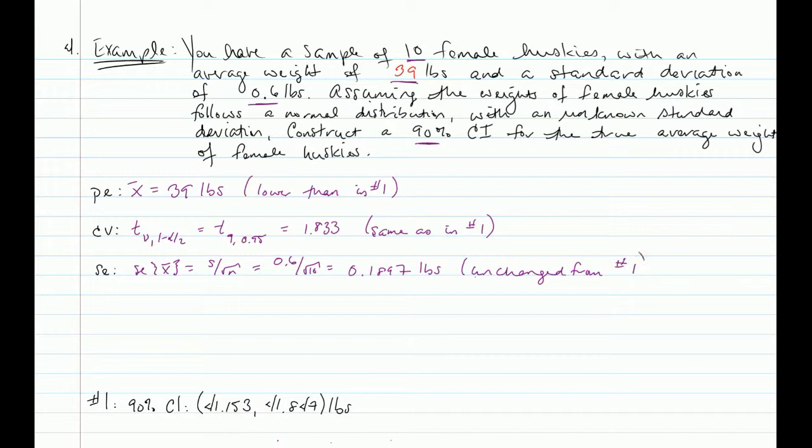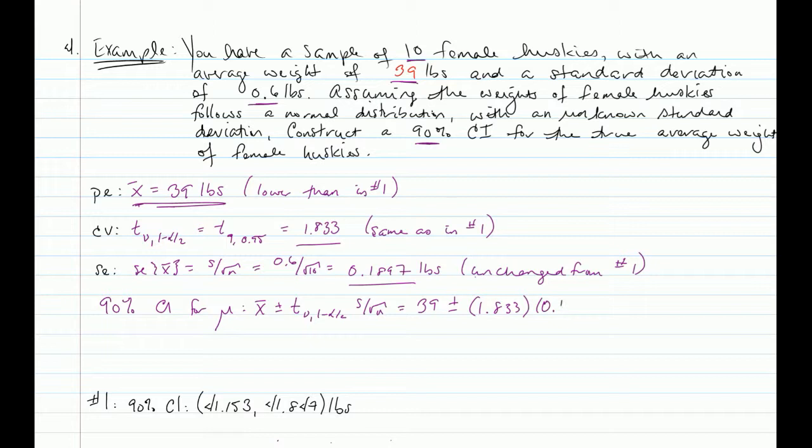from 1. So the question here is, if we have the same critical value as in question 1, and we have the same standard error as in question 1, and all that's changed is the point estimate up here, how does the confidence interval change? So the 90% confidence interval for mu, well, that's x bar plus or minus t nu, 1 minus alpha over 2 probability, times s over the square root of n. This is just developing good habits, folks. It's 39 pounds plus or minus that 1.833 times 0.1897. And that gives us a confidence interval of 38.6522 up to 39.3478. And that's in pounds.